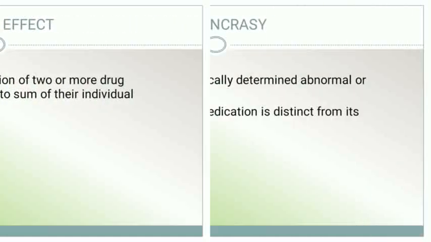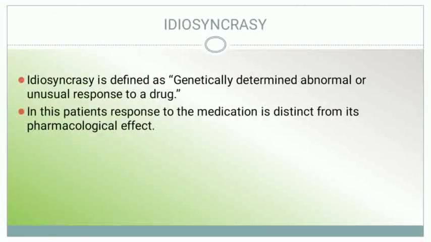The next factor is idiosyncrasy. It is defined as a genetically determined abnormal or unusual response to a drug. In this, the patient's response to medication is distinct from the pharmacological effect. For example, a small dose of aspirin may cause gastric hemorrhages in certain populations. The actual mechanism is not known.